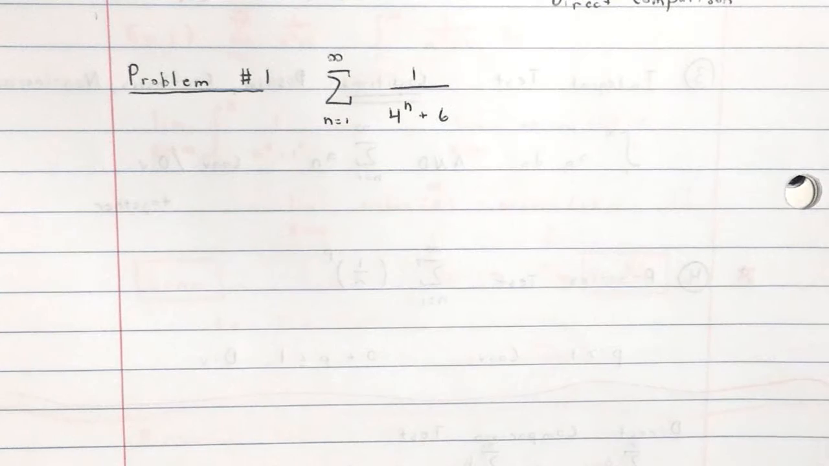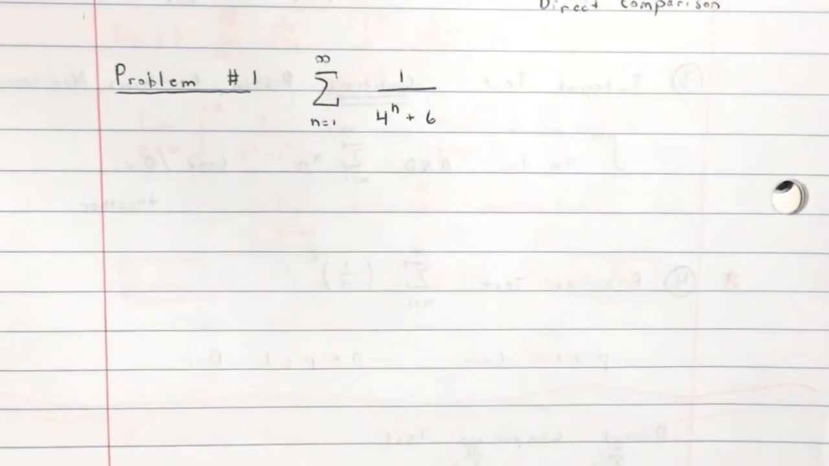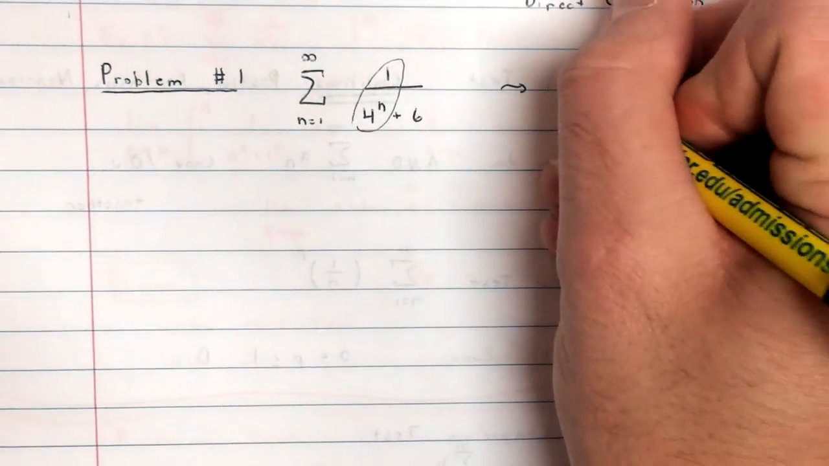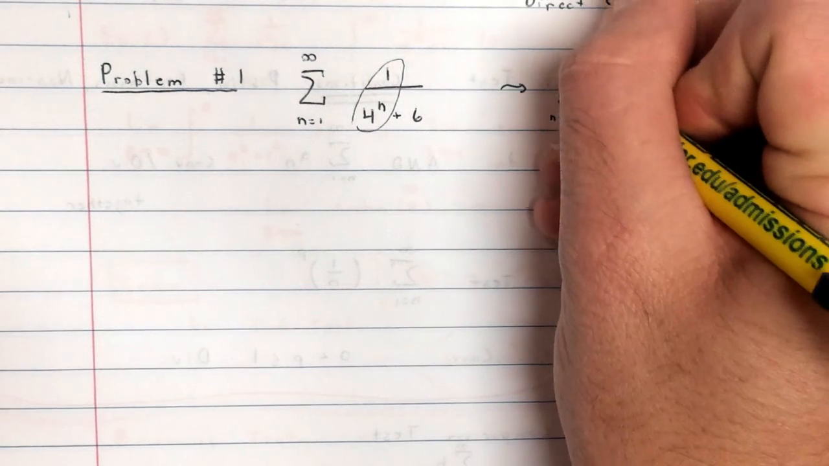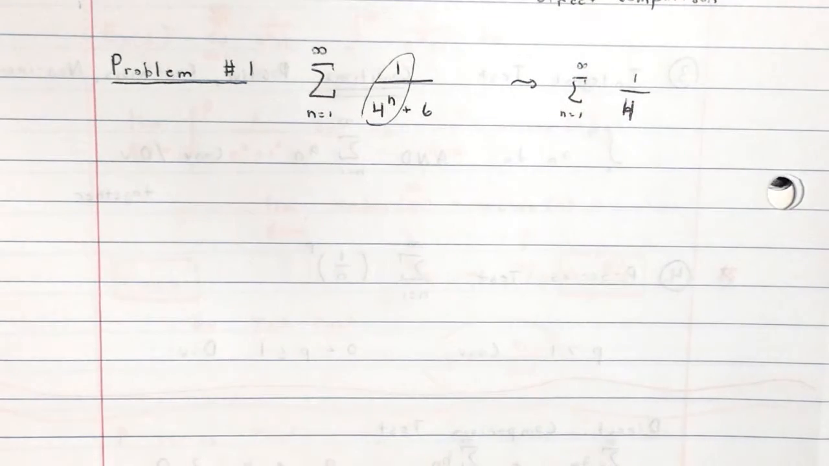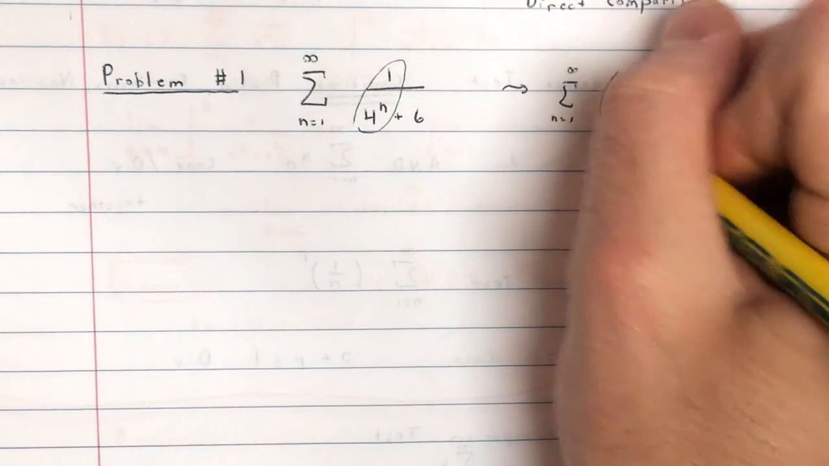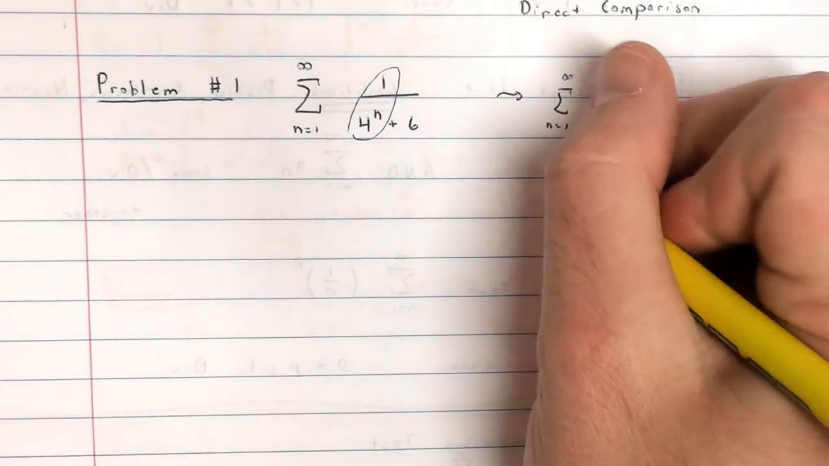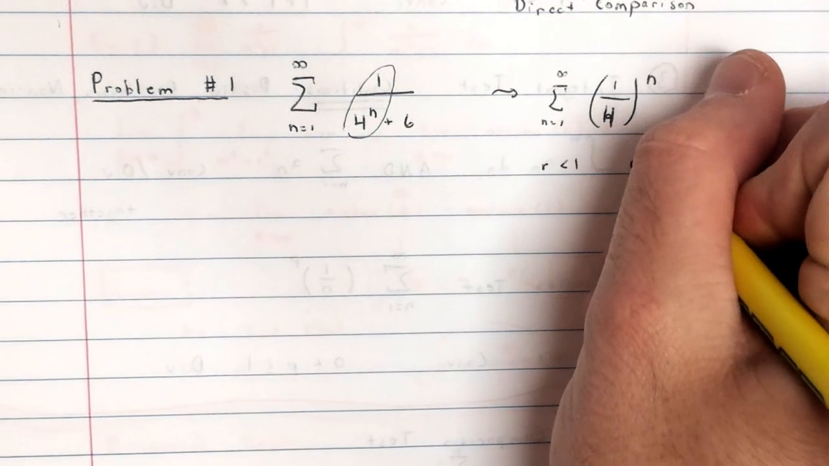Does it sort of look like a geometric series? I'm saying that because it sort of looks like the summation n equals 1 to infinity of 1 over 4 raised to the n. That series, 1 over 4 to the n, Daniel, is that going to converge or is it going to diverge? Converge. It is absolutely going to converge because the ratio is less than 1.